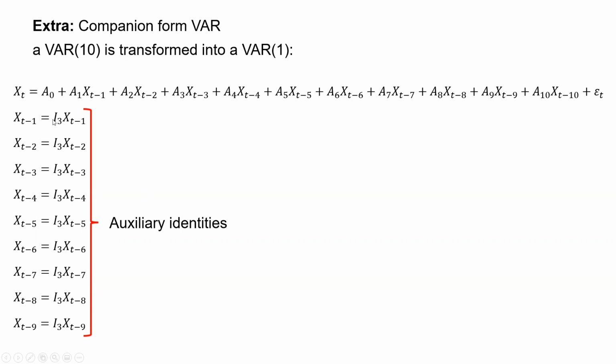Auxiliary identities mean just the lags of the X_t matrix multiplied by an identity matrix. And this 3 is given by the number of items in X. X has 3 variables, so that's why the identity matrix that will be multiplied by it is of dimension 3.